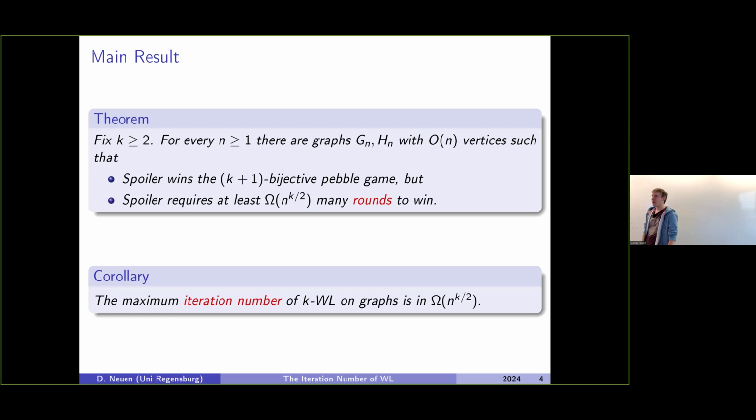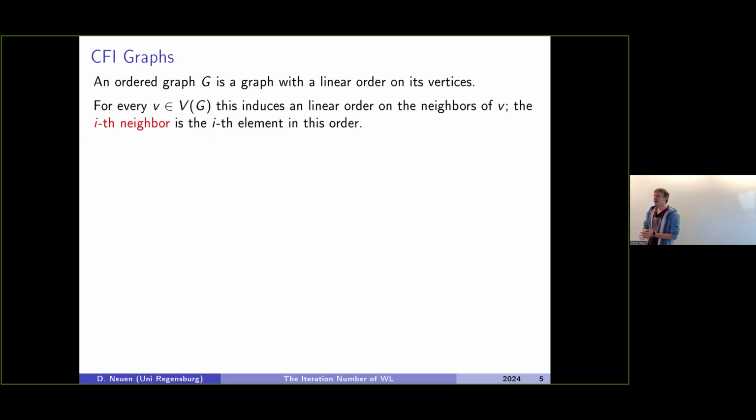Okay, so as you know from the first part, it will all be about Fürer-Immerman graphs. So now let me describe Fürer-Immerman graphs a little bit more formally. What we are going to do is work with ordered base graphs. An ordered graph is just a graph which has a linear order on its vertices. You may just think that vertices are numbered 1 through n, and then you get a natural linear order.